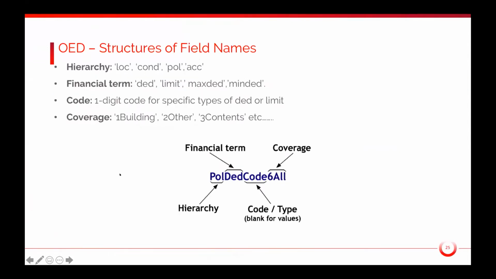And just finally, before I hand over to Ben to talk about the model developer kit, the structure of the field names used in OED. We split it out here. We have the hierarchy first, again your location, policy, and account, then the financial term for what it is, and then the code, which ties back into the spreadsheet I just showed, and what code it is to determine what kind of deductible or limit you're applying, and then the coverage at the end here.